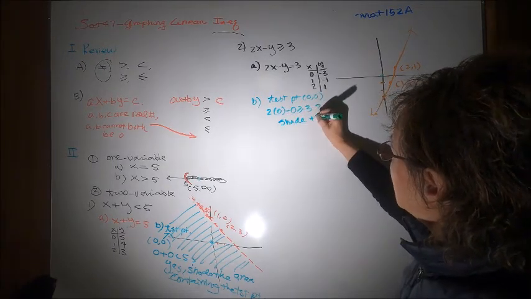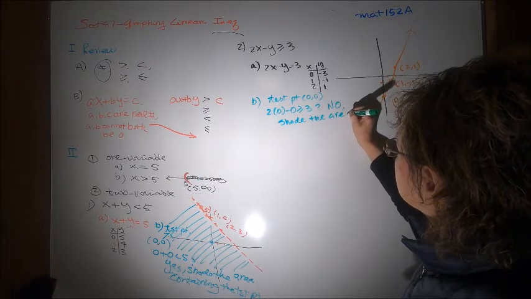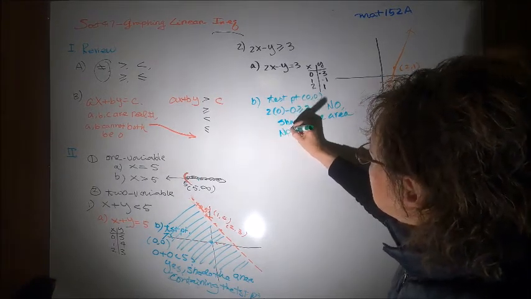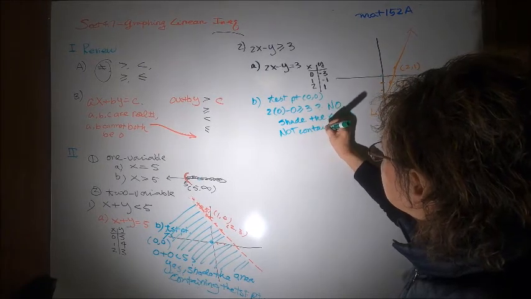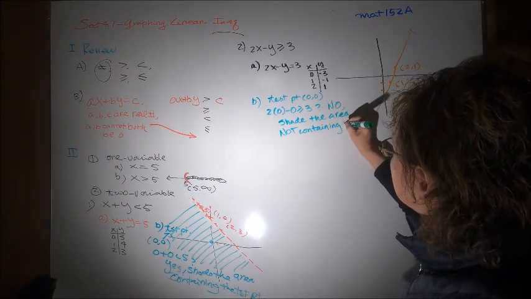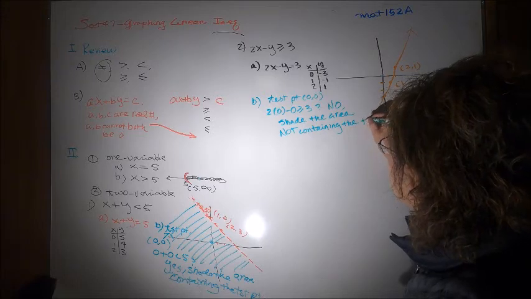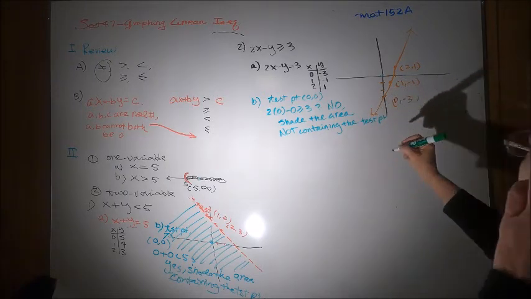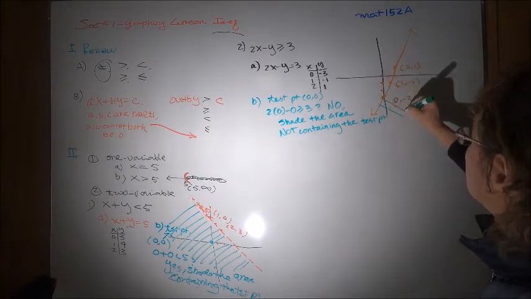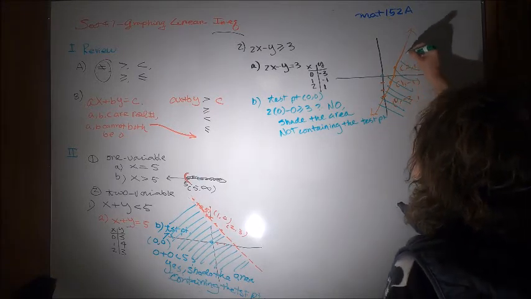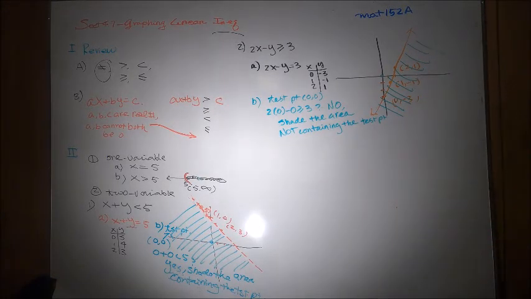Shade the area not containing the test point, right? So this one doesn't work. You shade the opposite side. That means the opposite side will work, and this side will not. Right? Okay.